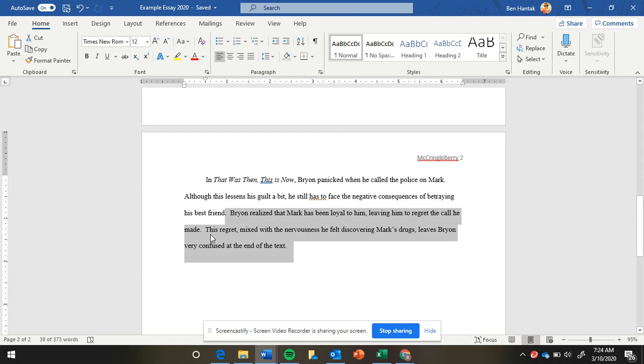Second body paragraph, which I'm still admittedly working on, we'll talk about this. "This regret, mixed with the nervousness he felt discovering Mark's drugs, leaves Brian very confused at the end of the text." So just the idea that he was nervous when he discovered Mark's drugs and that causes him to panic was that second body paragraph there. I've summarized my body here, but it's not really enough to finish off my essay.